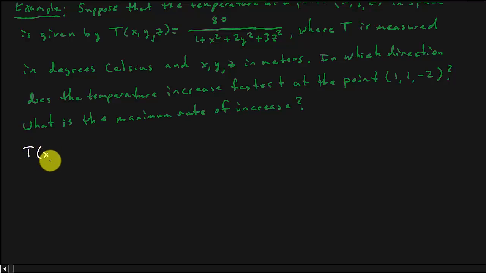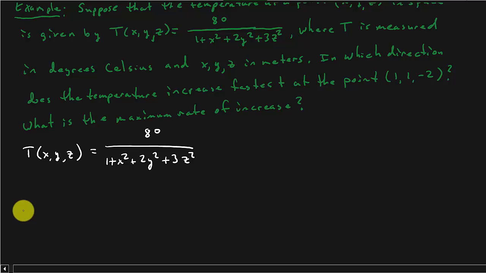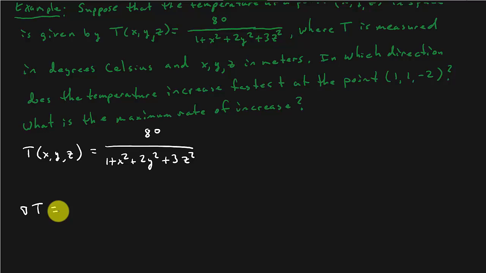All right, so let's just write our function down. We've got T(x, y, z) equals 80 over 1 plus x squared plus 2y squared plus 3z squared. Okay, there's that. So we need the gradient of T. The gradient of T is equal to the partial with respect to x, the partial with respect to y, and the partial with respect to z.